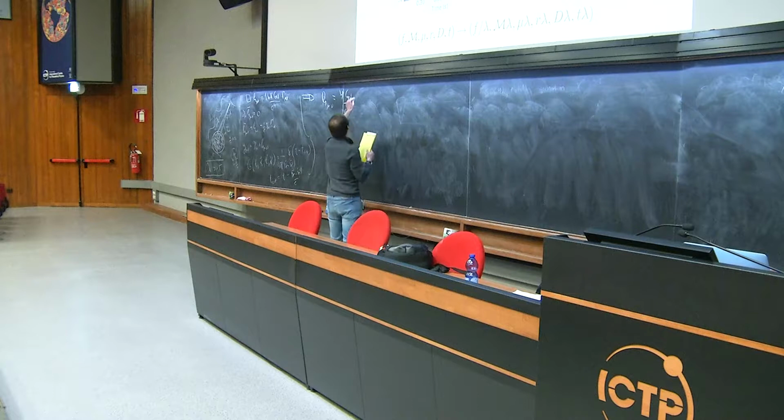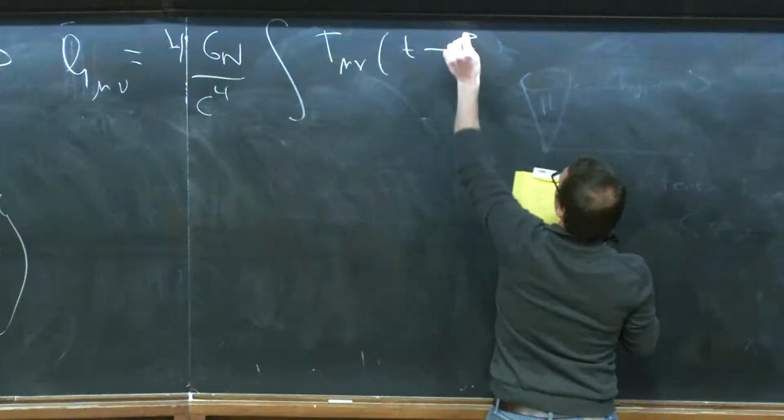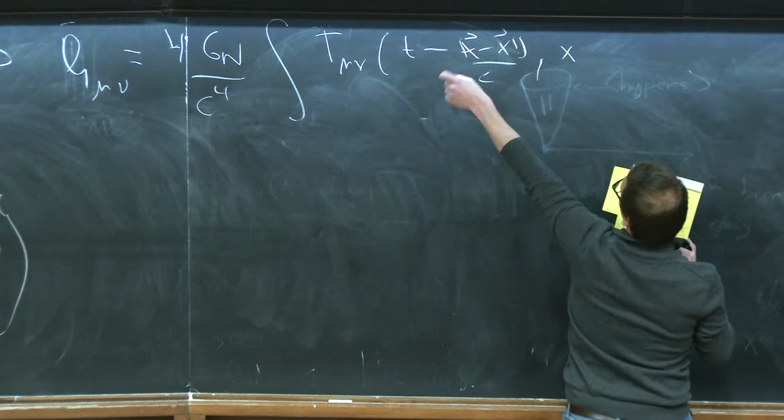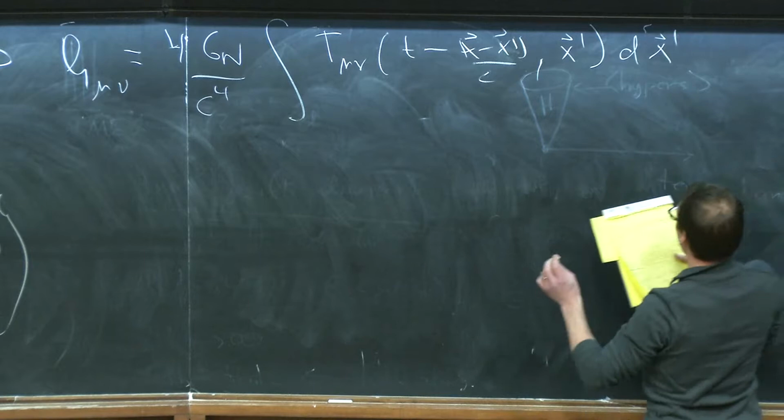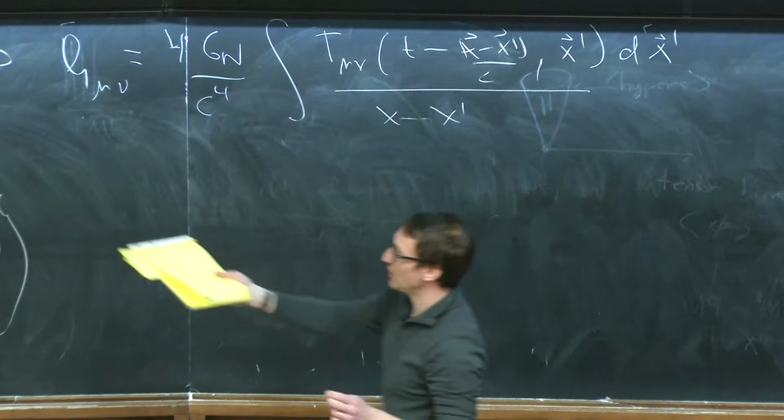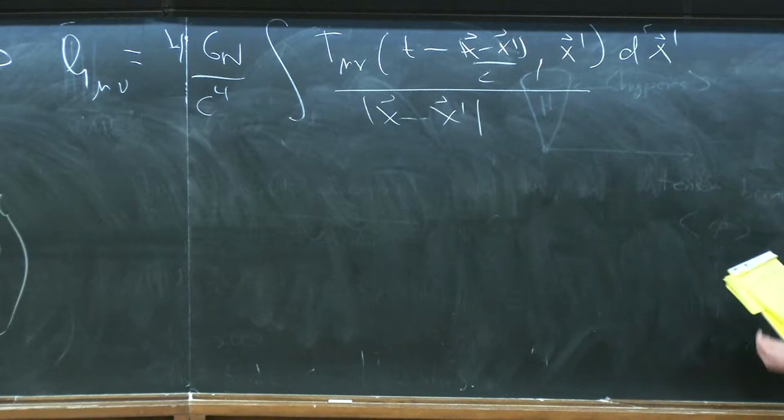All right, so this is what you expect: this is the time, this is the space, and we're integrating over the source. This is nothing different than what you do in electrodynamics. You have an A and you have a J, so you all have seen one way or another this, okay?